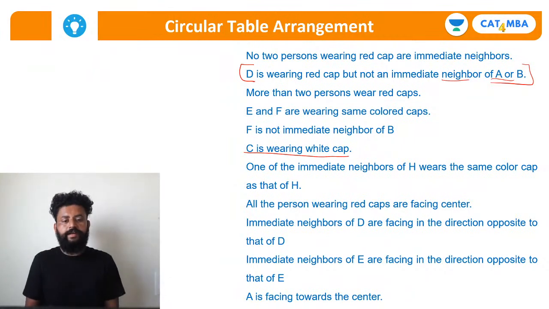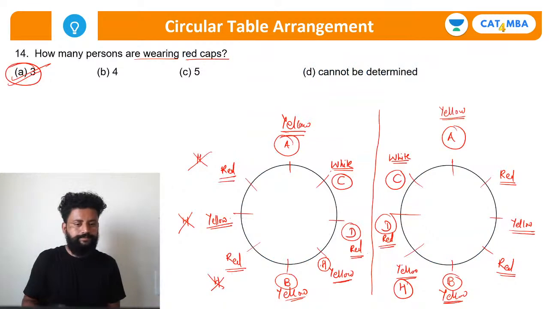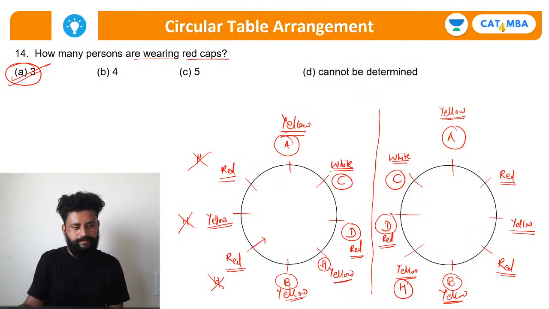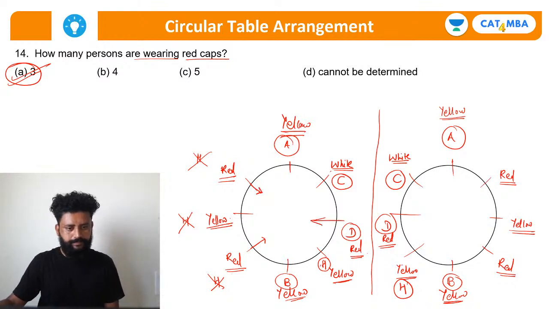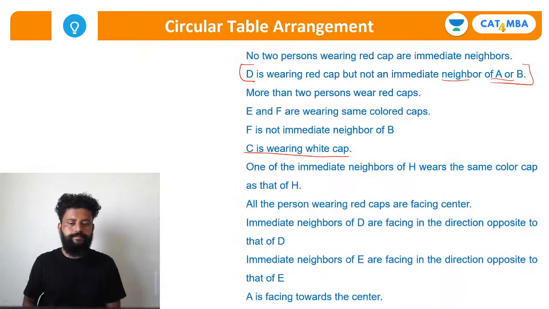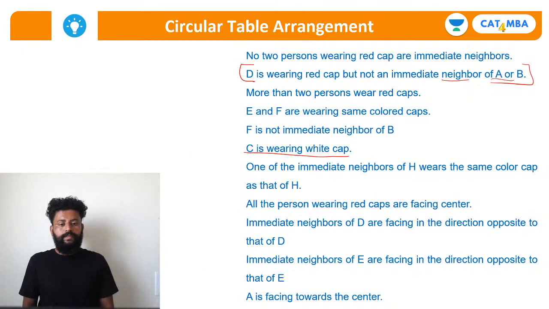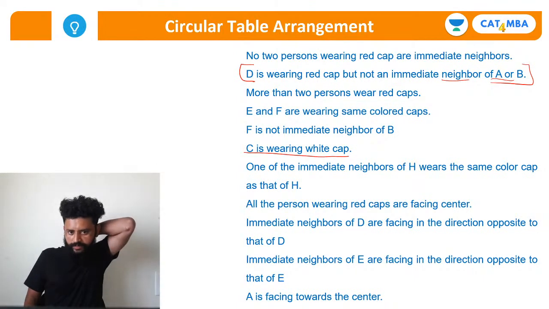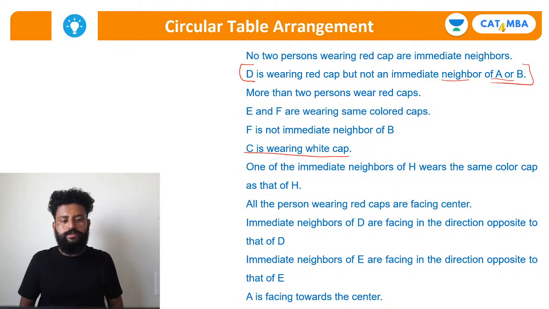All the persons wearing red cap are facing center. So there are 3 persons wearing red cap, all are facing center. Like this. That doesn't mean the others are facing outside. Immediate neighbors of D are facing in the same direction as that of D.